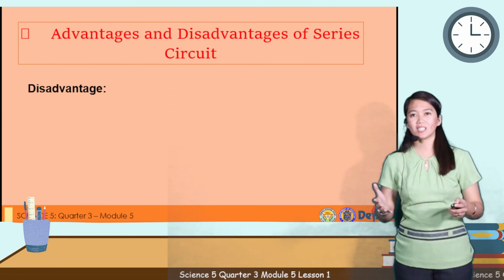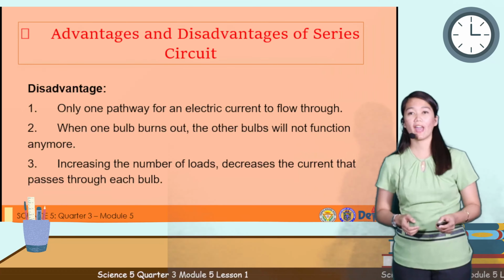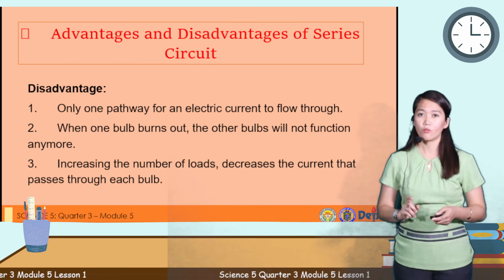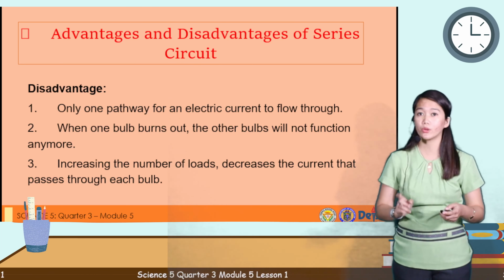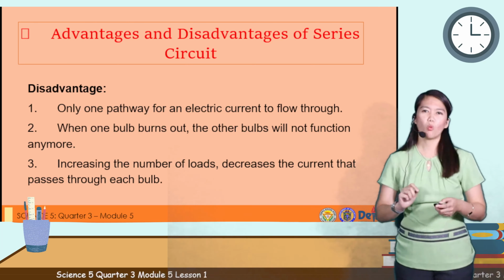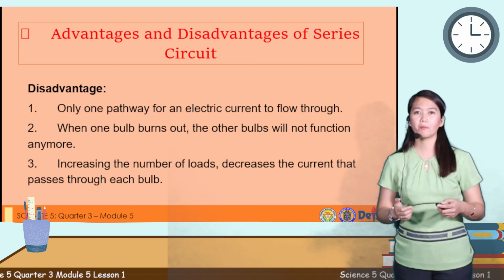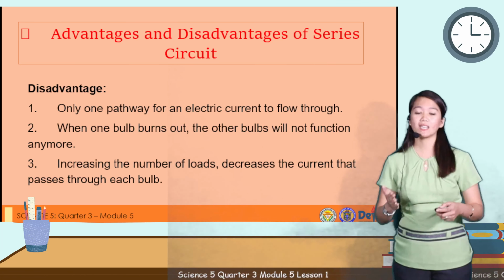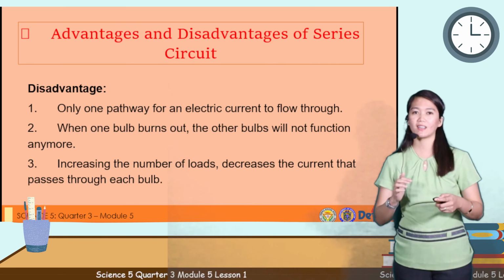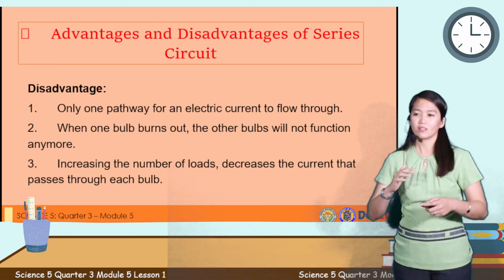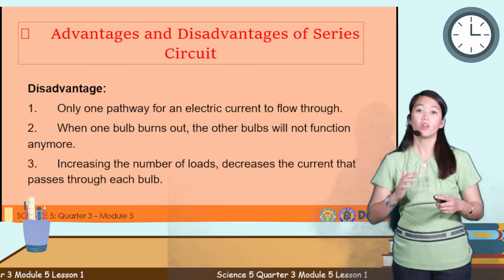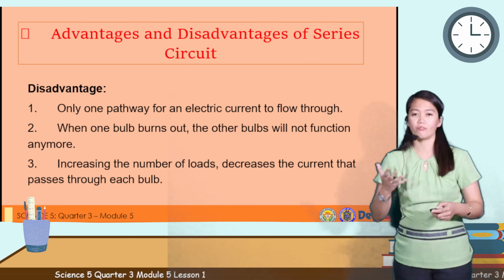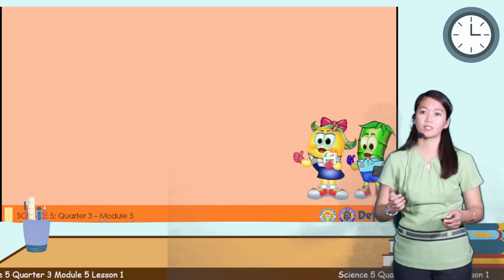Okay, what about the disadvantages? So, we have 3 disadvantages. Number 1, only one pathway for an electric current to flow through. Second, when one bulb burns out, the other bulbs will not function anymore. And the third, increasing the number of loads decreases the electrical current that passes through each bulb. Okay, so always remember the advantages and the disadvantages.